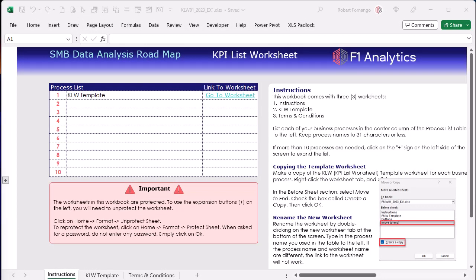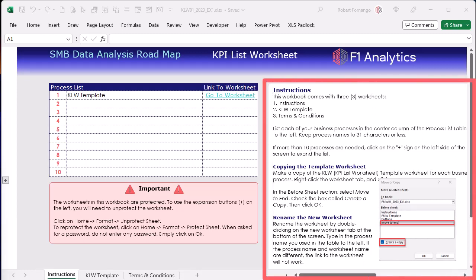To help you organize this information, I've developed an Excel workbook called the KPI List Worksheet, or KLW. This workbook will allow you to develop a KPI list for up to 20 different business processes. There's also a paper version of the workbook that you will receive with the download, but we're going to focus on the Excel workbook version in this video. There are 3 worksheets in the workbook: instructions, the KLW template, and terms and conditions. The instructions worksheet provides you with written instructions on how to set up the workbook for your business processes.